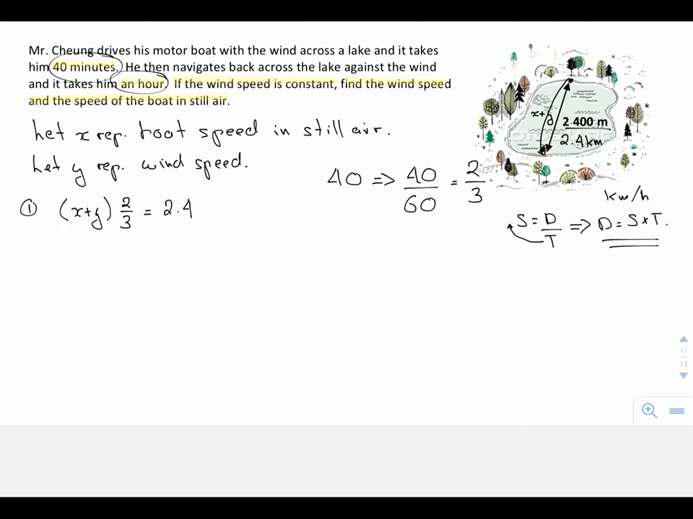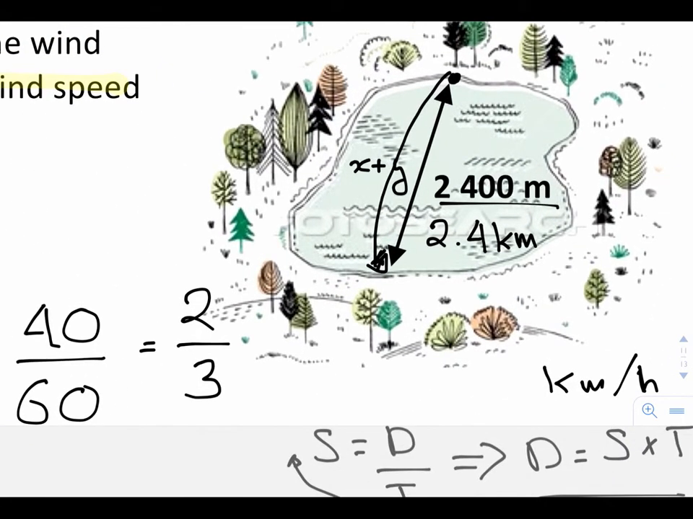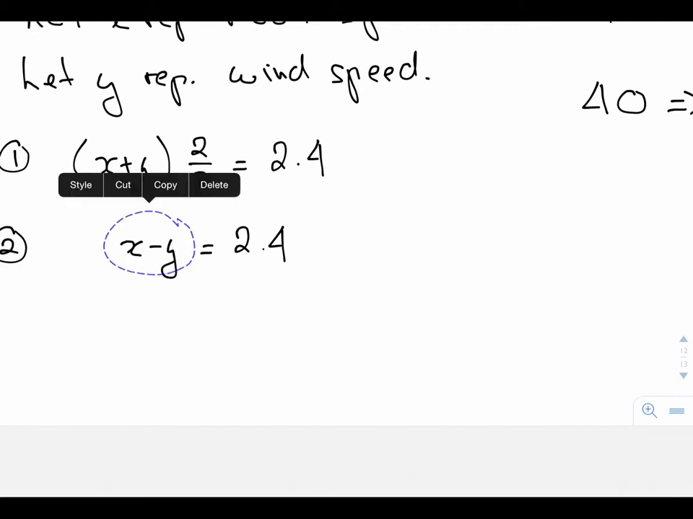So let's delete all that. For the second equation, he's going back across the lake. So Mr. Chung's boat speed is x, but this time, let's go to our diagram. When he goes back across, from here to here, we are subtracting the wind from his speed because the wind is pushing against him. So what I have here for speed is x minus y, and that's times 1 because it takes him an hour, and that is also 2.4 because he's traveling the exact same distance. So that 1 I don't have to write in. I don't need these brackets. I'm just going to write x minus y is equal to 2.4.